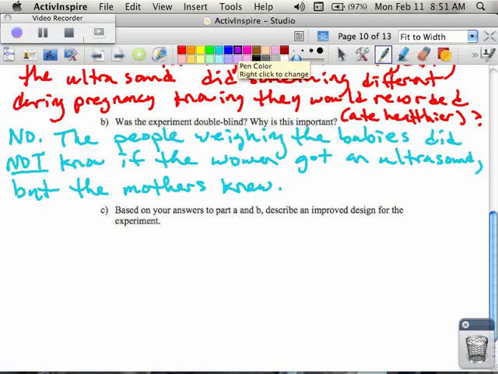All right, I want you to try part C. Based on the answers, improve the design. What would you do differently so that it'd be better?